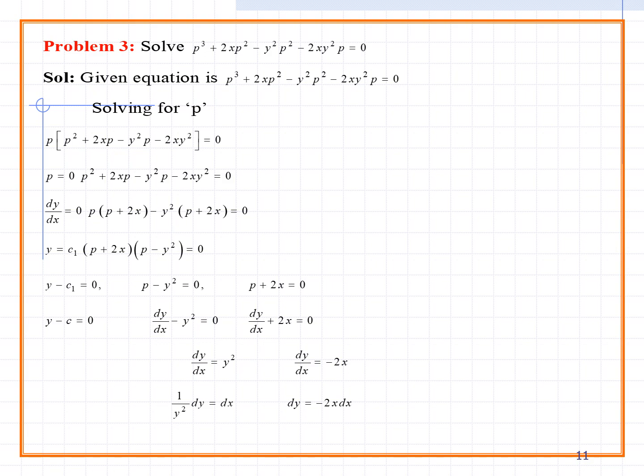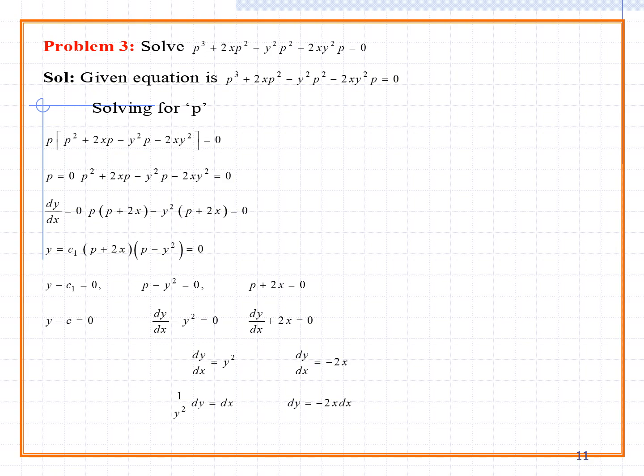Then the first equation, dy by dx equal to 0. Now we can apply integration on both sides. The derivative and integration cancel, and we get y. On the right side there is no variable, so we treat it as a constant. So the first solution is y equal to c1. So y minus c1 equal to 0, and c1 can be written as c: y minus c equal to 0.